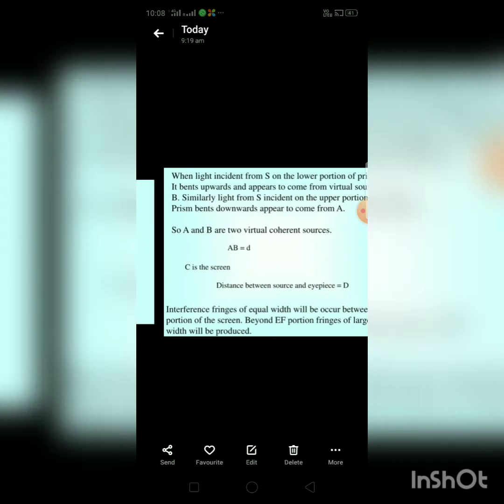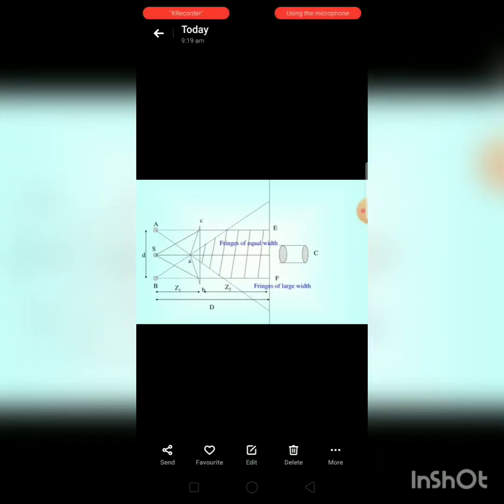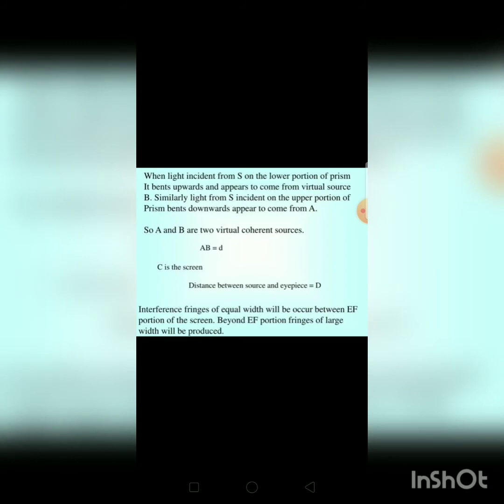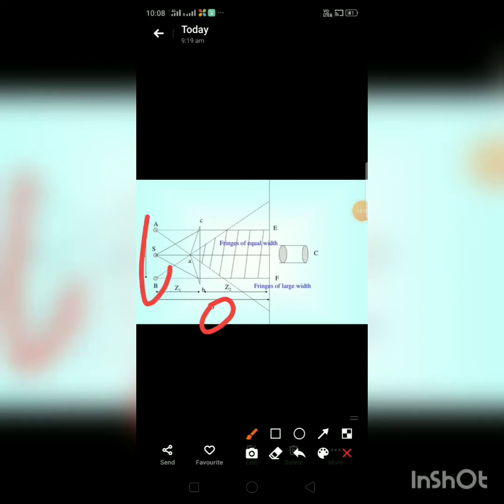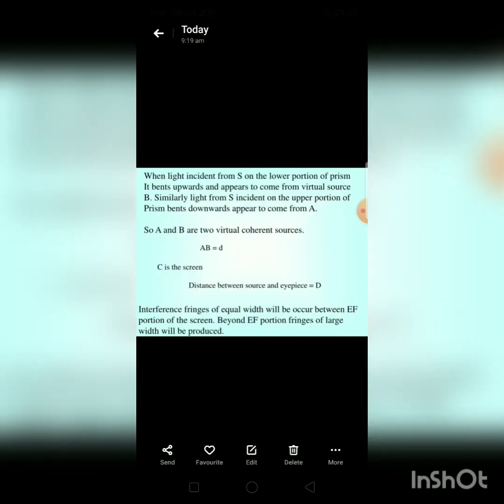AB is equal to d. Here is AB; that distance is small d. Next, C is the screen. Capital D is the distance between the source and the eyepiece, that is, the distance between the source and the screen. Small d is the distance between the two coherent sources.